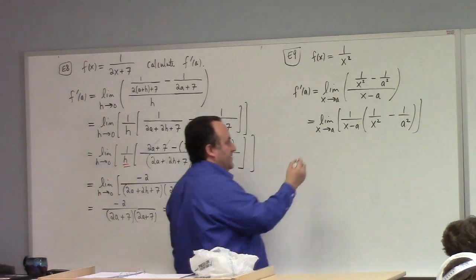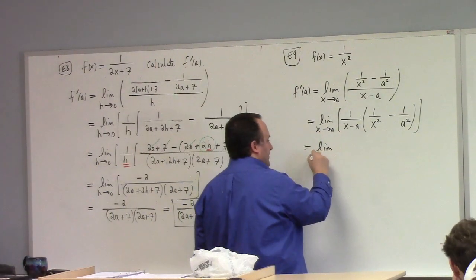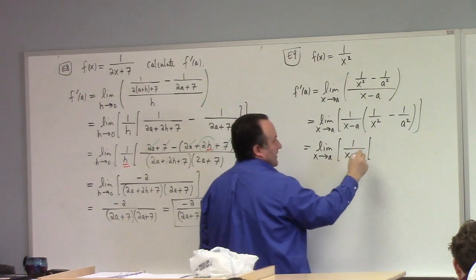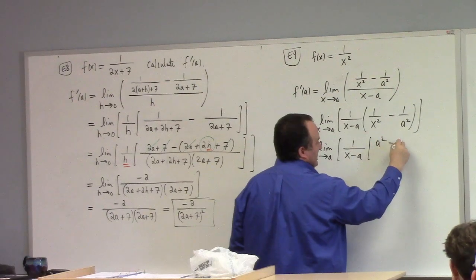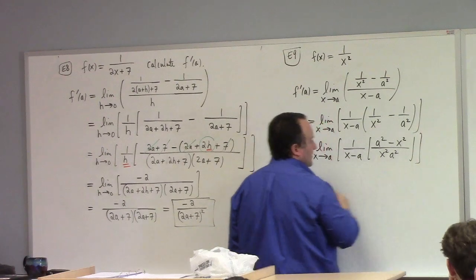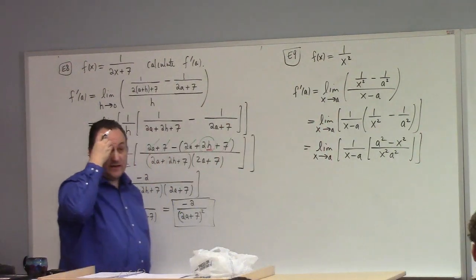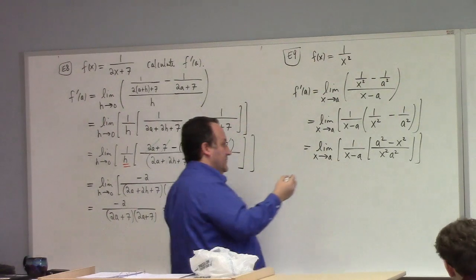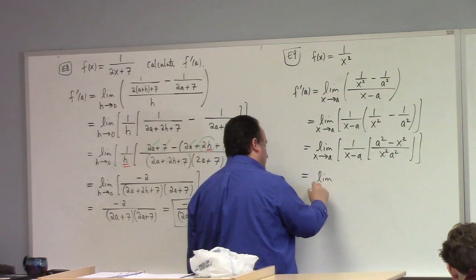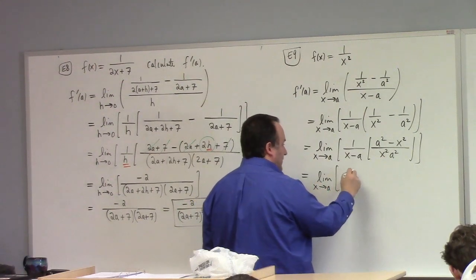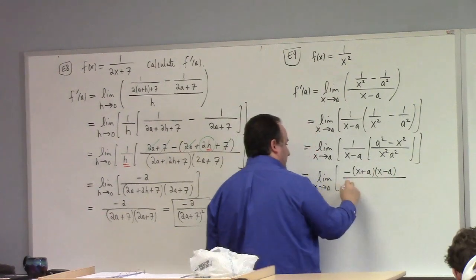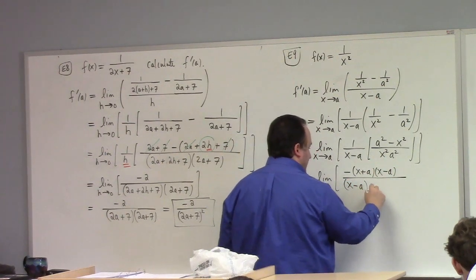Then what? Same thing we did in the last example, right? Make a common denominator. And this time we're going to get ourselves an a squared minus x squared over x squared a squared. And how does a squared minus x squared factor? Does it factor? Surely it does, right? So we've got the limit as x goes to a of minus x plus a times x minus a divided by x minus a times x squared a squared.